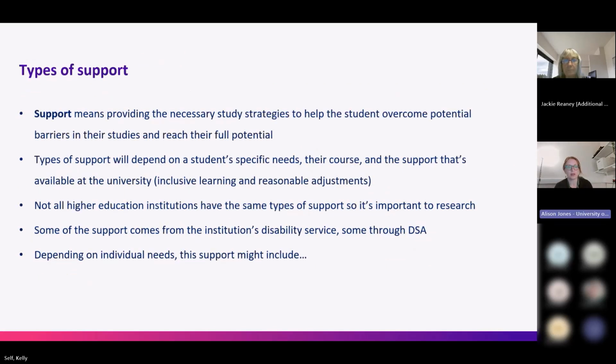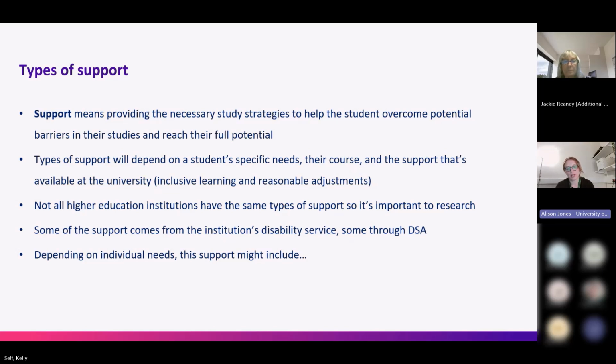Okay, so in terms of types of support, what do we mean by support? Like Jackie said, it's about providing the necessary study strategies. So it's about thinking about what strategies might help a student overcome any potential barriers. It might be barriers within independent study, it might be barriers in terms of sitting exams, writing assignments, note taking. So what barriers might that student experience on their course, in their independent learning, and what can we do to support them to reach their full potential.